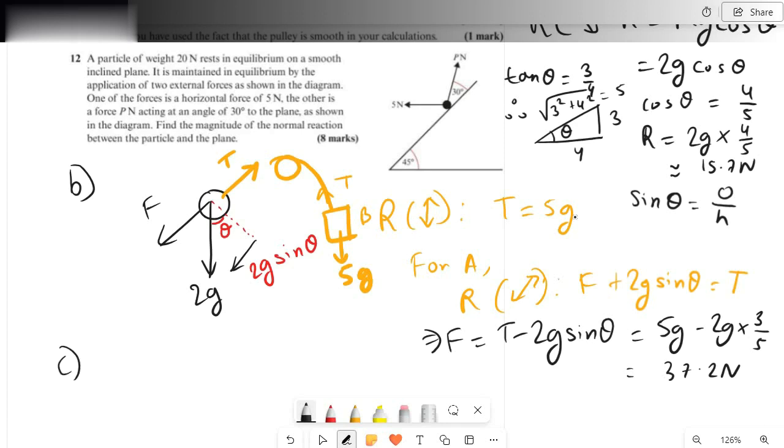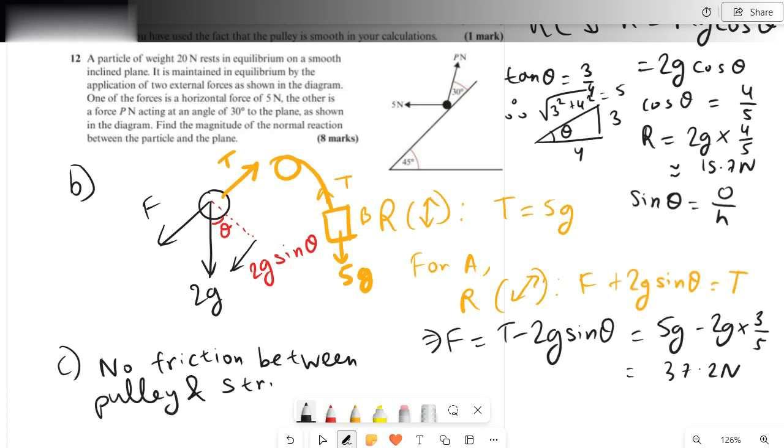For part C, we have to state how we use the fact that this pulley is smooth in our calculations. So we can say that there is no friction between the pulley and the string, meaning that the tension on either side of the string is going to be the same.